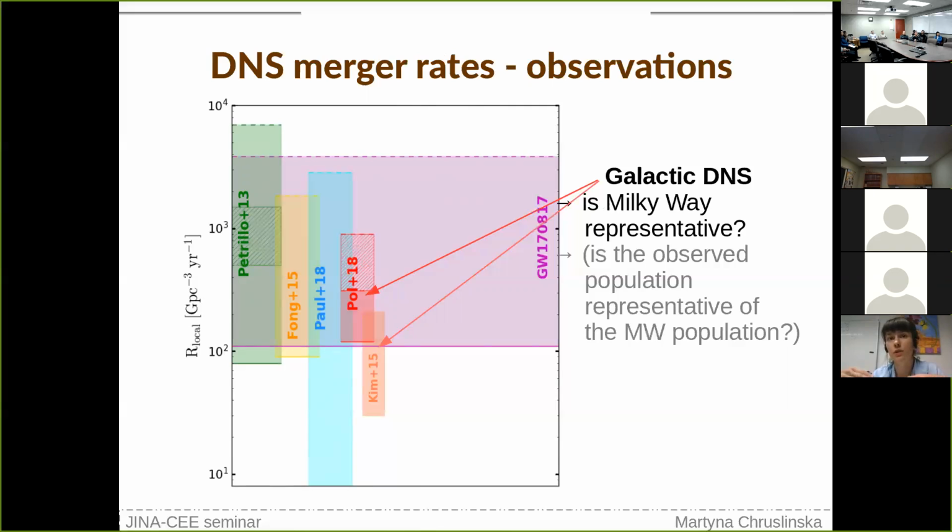You can also see this hatched range in the estimate made by Paul, so the upper part of this estimate. This is actually the more optimistic limit than what was indicated as a fiducial value by the authors, and this comes from changing the assumptions about the luminosity function of pulsars and also trying to account for contribution from elliptical and dwarf galaxies.